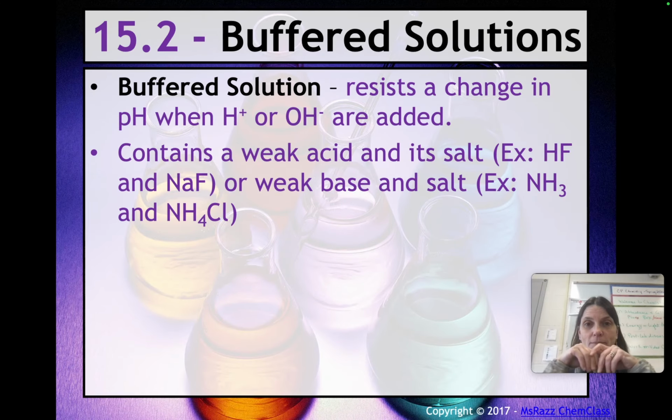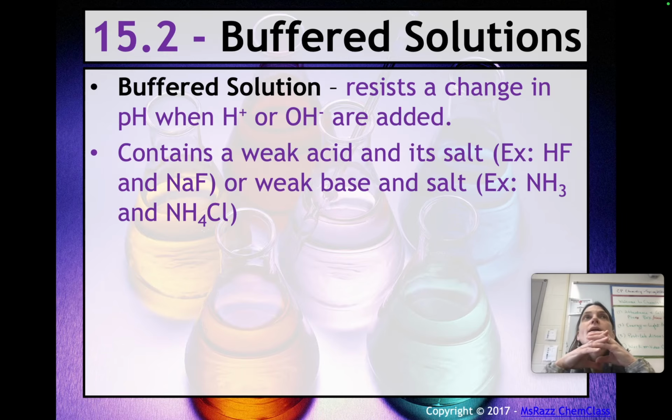Now the easiest way to make this is to take a weak acid, like HF from the previous example, and add in the salt of the conjugate base, like sodium fluoride, okay? Because now you have a solution that contains HF, the weak acid, and F minus, the conjugate base. Another really easy way to do this is take ammonia, NH3, which is a weak base, and add ammonium chloride. So NH4 plus is the conjugate acid of the weak base.